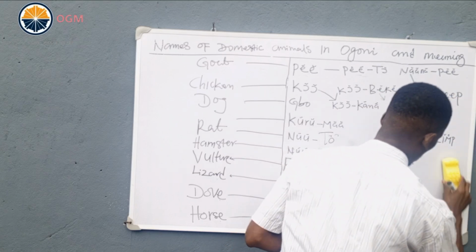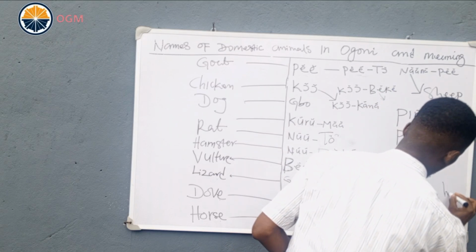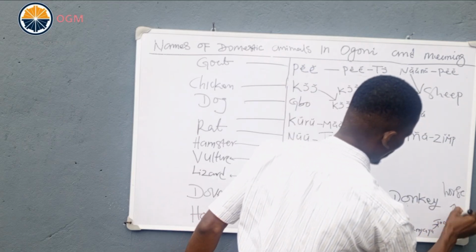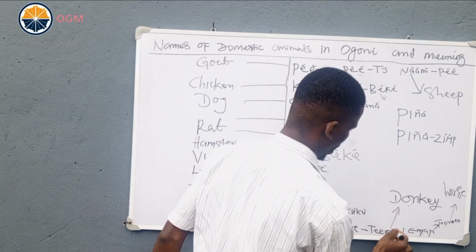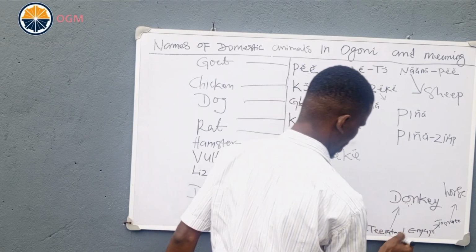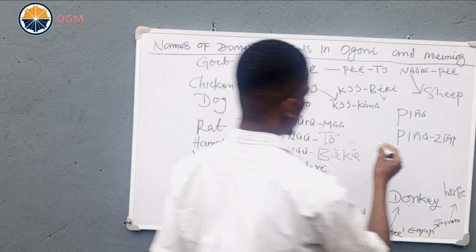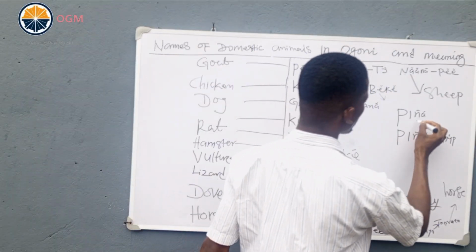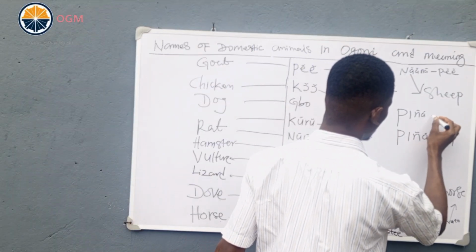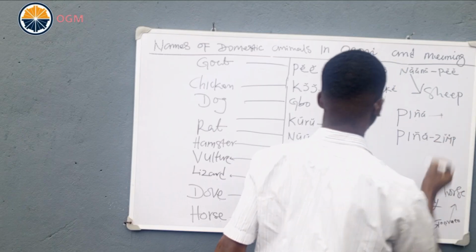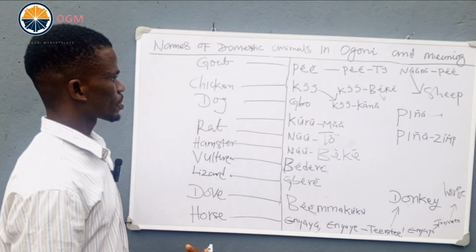Enyanya terate is called horse. Donkey, enyanya torato. Then let's come to this place. We have pina and pinazum.